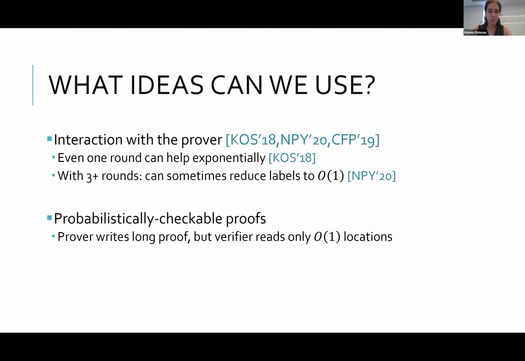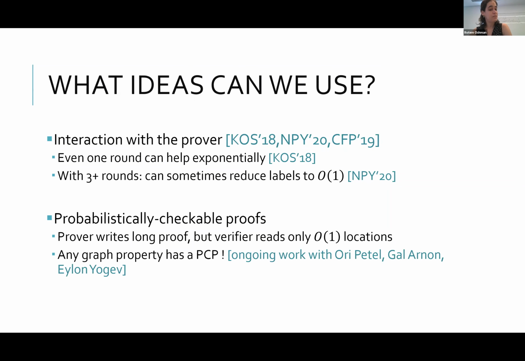Can we actually get to a situation where the prover writes down this very long proof, but all the nodes in the network only read a constant number of bits and only send a constant number of bits? And it turns out that the answer is yes, you can actually do this. This is ongoing work. We're not quite done with it yet, but yes, you can import these ideas from PCPs and you can get efficient distributed PCPs.